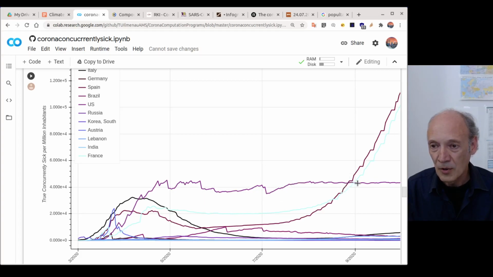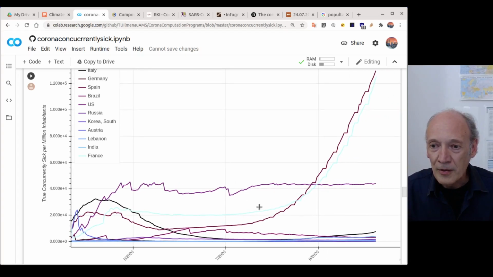So here basically it stays flat most of the time, and I find this actually one of the most surprising results of this plot, that the US has more or less a very high value of concurrently sick, and it's not changing that much. It's basically like a big body of water that is flowing through the country to the different corners. So the total number stays the same, but it's distributing in different places.